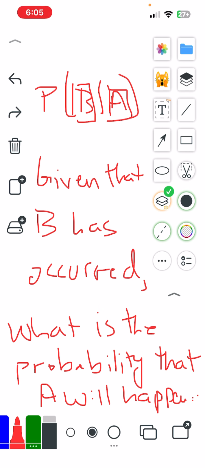So these are examples of conditional probability where one probability depends on the other. Given this happens, what are the chances that this will happen? We're talking about dependent events, events that are not necessarily independent.